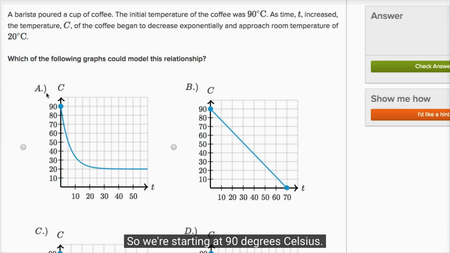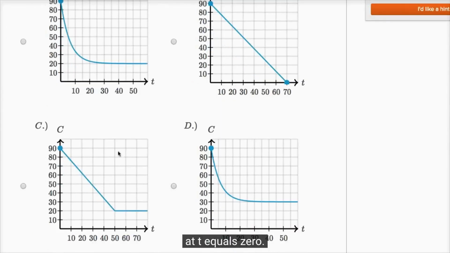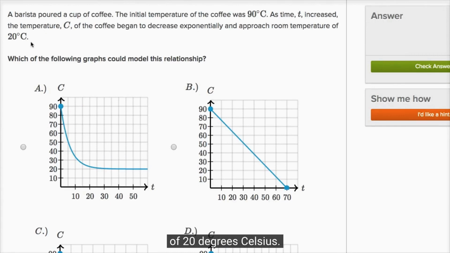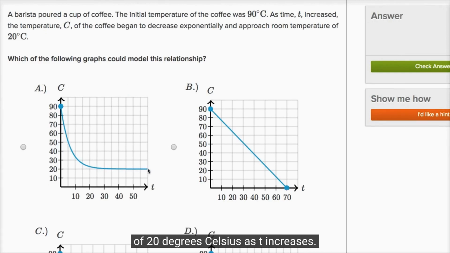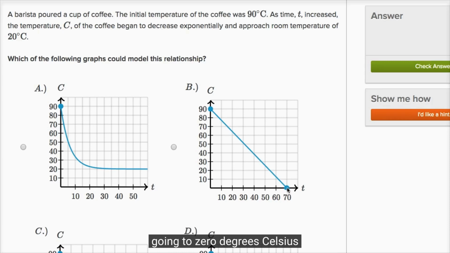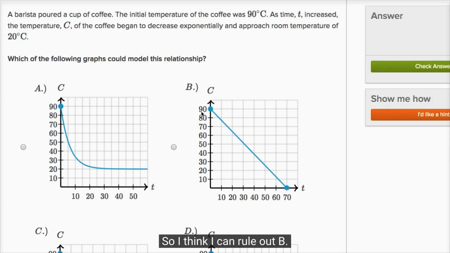So we're starting at 90 degrees Celsius. It looks like all of the graphs start at 90 degrees Celsius at t equals 0. And we're going to approach the room temperature of 20 degrees Celsius. So this first one does approach the room temperature of 20 degrees Celsius as t increases. Now this one, when t is 70, I'm assuming this is in minutes, it looks like it has the temperature going to 0 degrees Celsius. So that cup of coffee is going to start freezing. So I think I could rule out B.